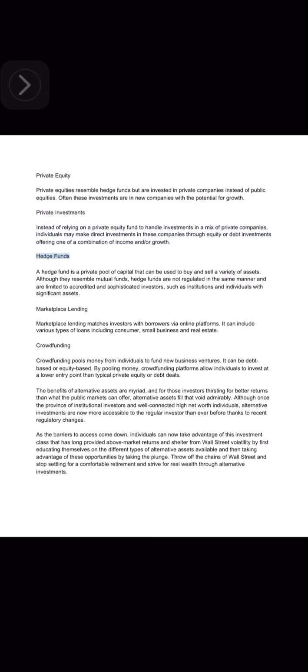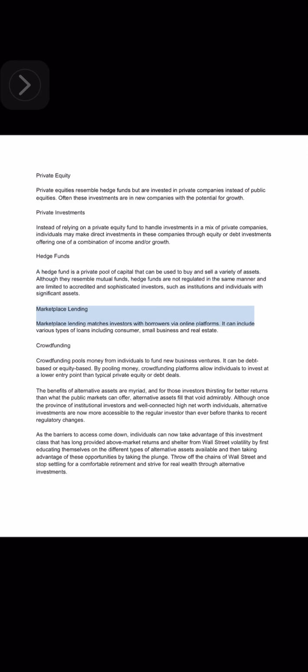Hedge funds. A hedge fund is a private pool of capital that can be used to buy and sell a variety of assets. Although they resemble mutual funds, hedge funds are not regulated in the same manner and are limited to accredited and sophisticated investors, such as institutions and individuals with significant assets.